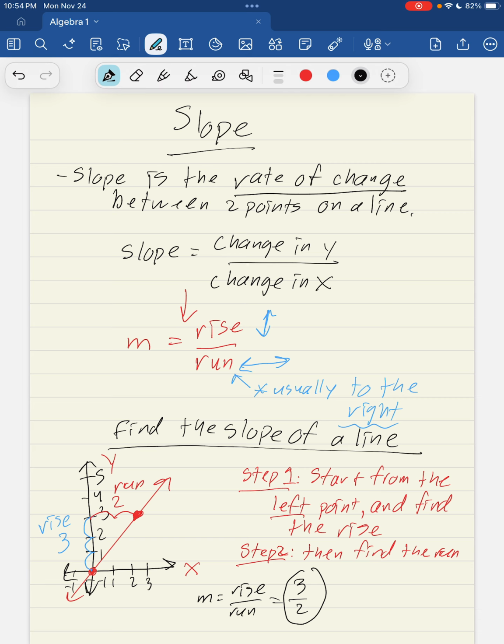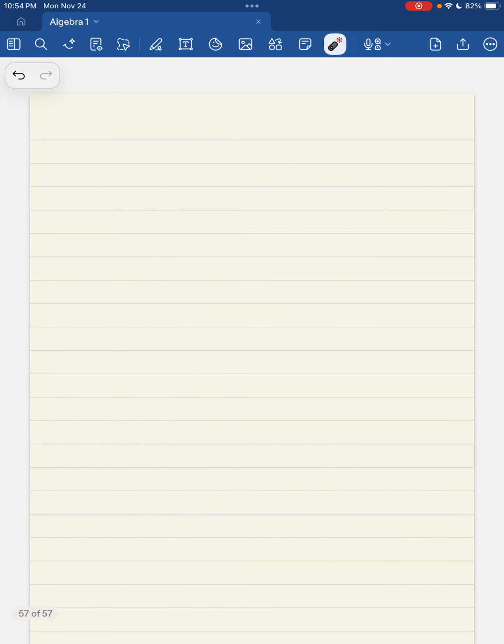And remember, if you're going downward when you look for your rise, that's a negative. Those are negatives down there. And if you ever have to go left, that's a negative movement as well. All right. Now, the other thing about slope you're going to see is you're going to be given 2 points sometimes. So how do we do that?